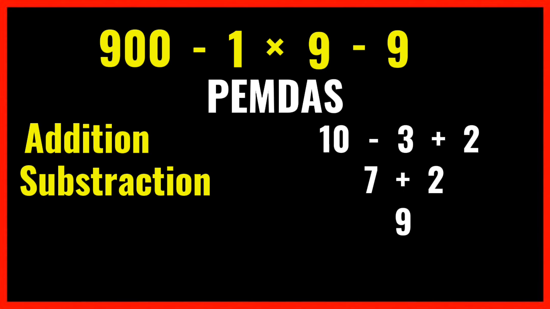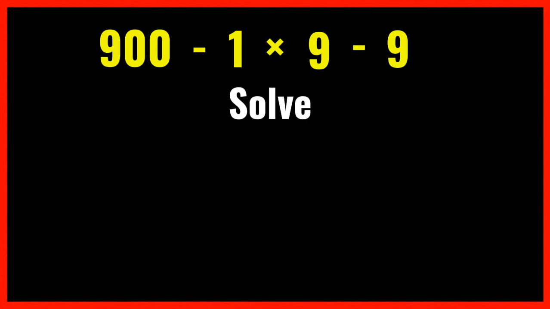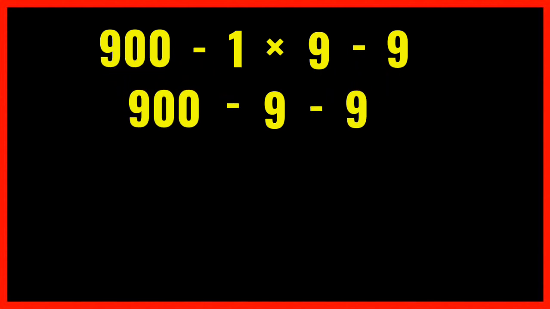Now that you clearly understand PEMDAS, let's go back and solve the original problem correctly. The expression is 900 minus 1 times 9 minus 9. And according to PEMDAS, multiplication must be done before subtraction. So we first multiply 1 times 9, which gives us 9. Now the expression becomes 900 minus 9 minus 9. And now we move to subtraction from left to right.